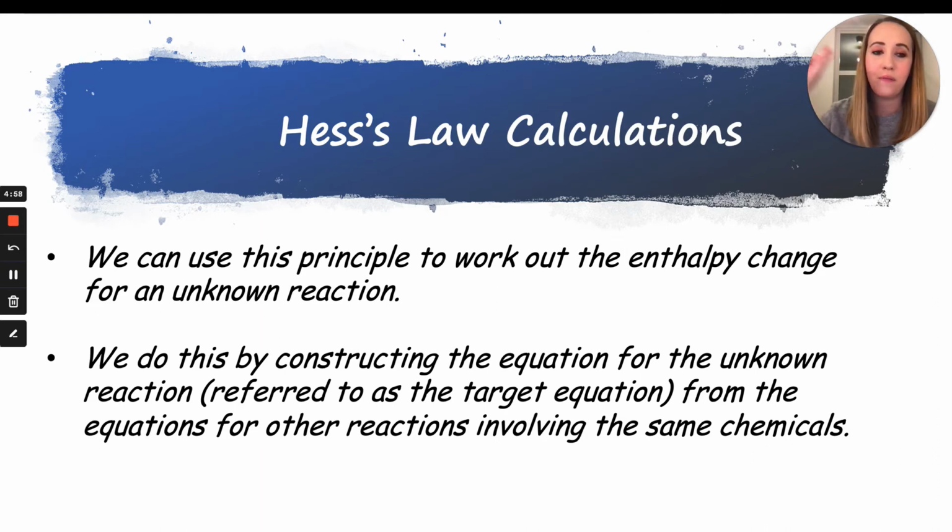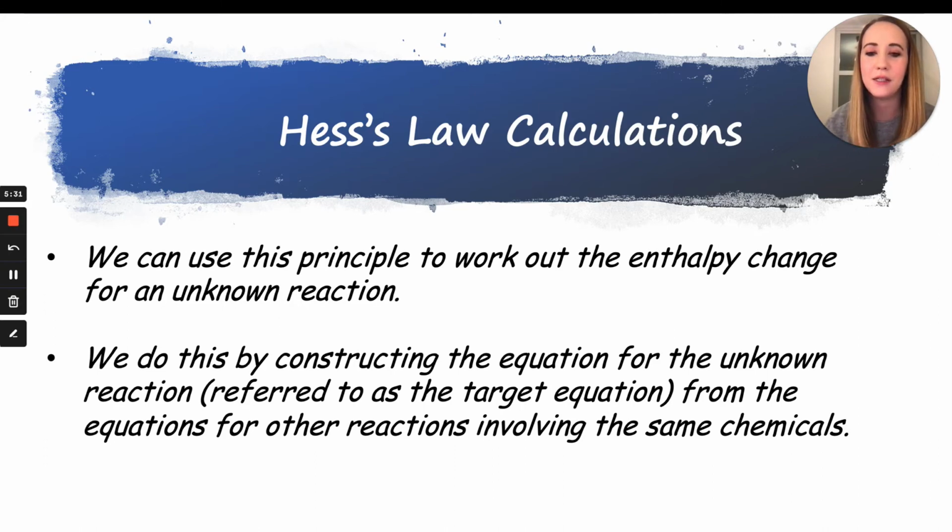So if we think about our unknown reaction, we can use other reactions that those chemicals are part of. Maybe they're reactants in it, or maybe they're products. And as long as we have equations where we've got all the chemicals present in our unknown reaction involved, and we know the delta H values for those equations, then we can kind of manipulate those equations in order to work out the enthalpy change for the unknown one. That's essentially what we're doing here.